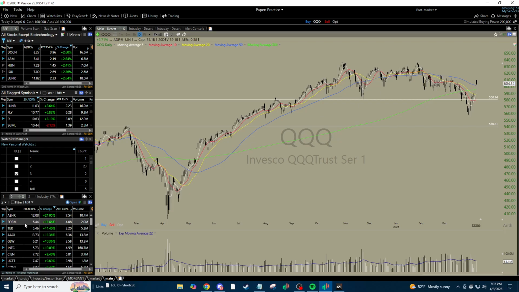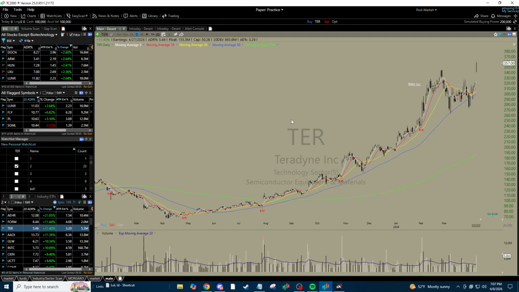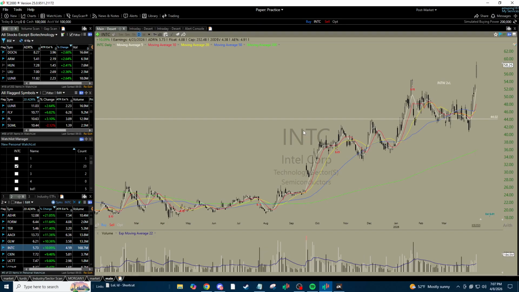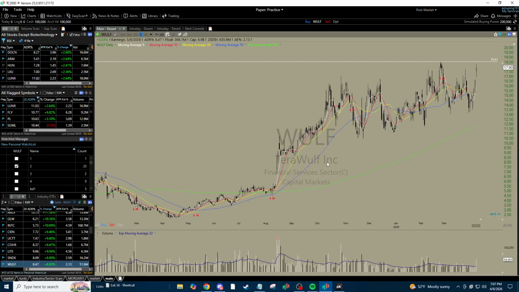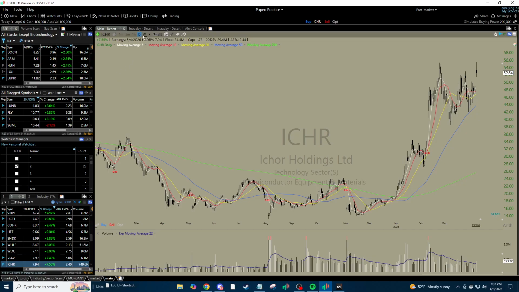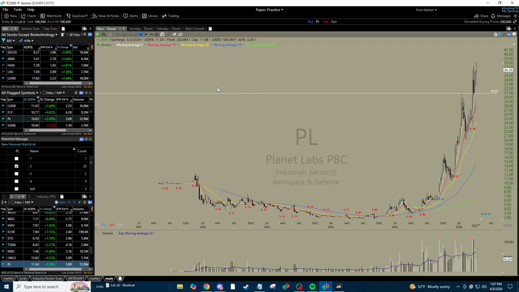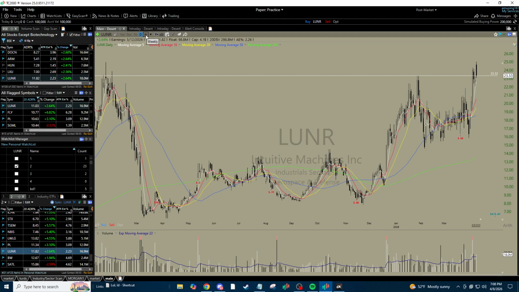And what is moving and leading the market? Look at all these stocks. They're pretty much straight up, right? A couple exceptions. But look at this. Once again, a couple exceptions, and the exceptions are still very strong.